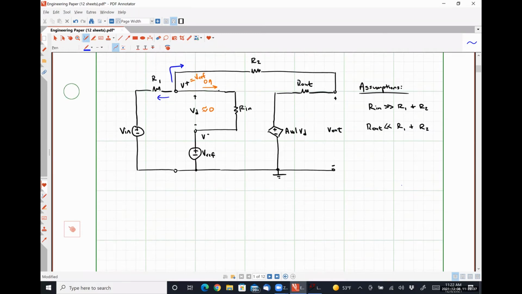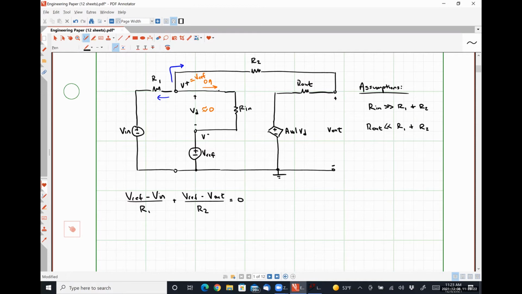So let's see. We're going to have Vref minus Vn divided by R1, plus Vref minus V out divided by R2, is equal to 0.